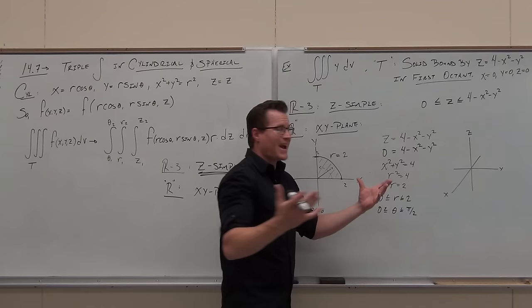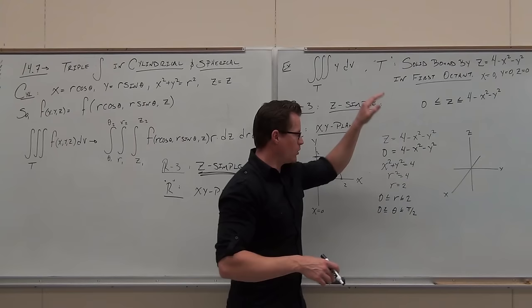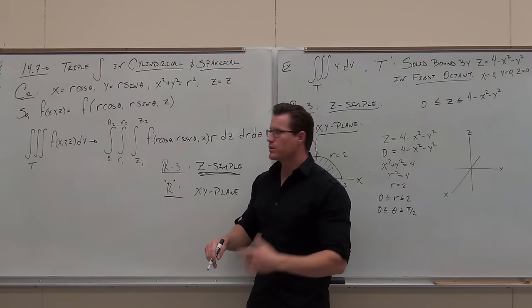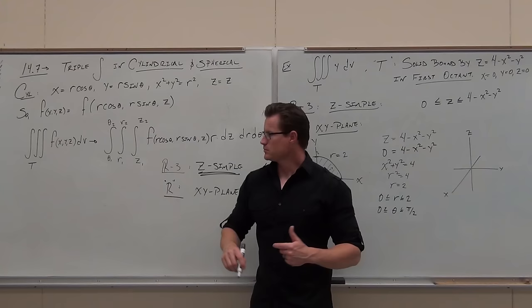How about the theta? What's 0 to where? Pi over 2. Good. Not pi, not 2 pi, it's a quarter of a circle. You're practically done. You're almost there. We've got a triple integral. We know what z is between. We know what r is between. We know what theta is between. We have this almost done. There's only one other thing we have to do. With cylindrical coordinates, you change everything except z's into r's and theta's.